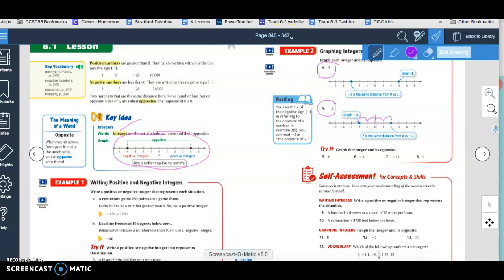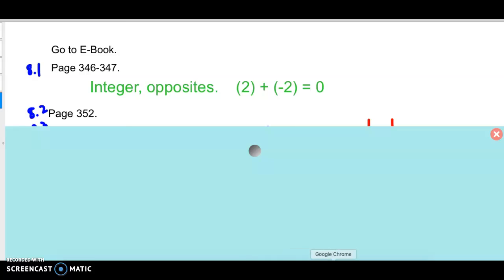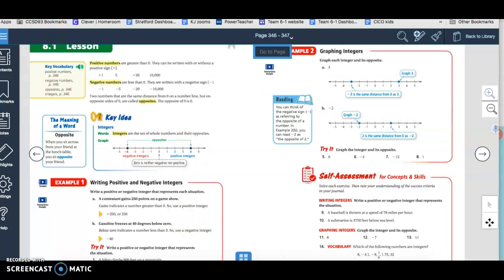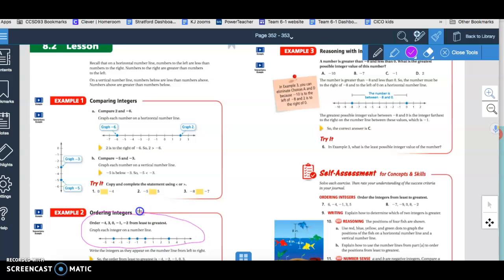Next we'll go to page 352. So please go to page 352. So type in 352, and then it should take you to page 352, which is about comparing and ordering integers. So if you remember, you were often given a problem like this on your homework, where there were a bunch of numbers or integers to order least to greatest, and you had to put them on the number line. Just remember, the more negative it is, the smaller it is. The more positive it is, the larger it is.